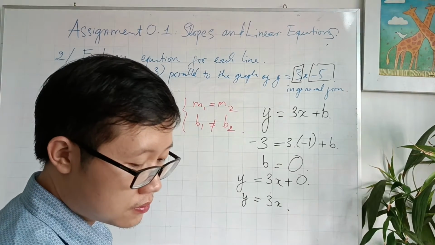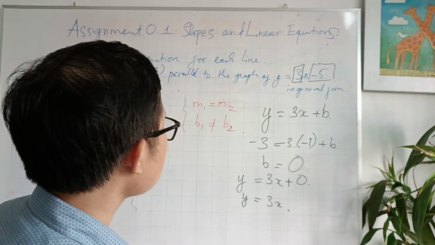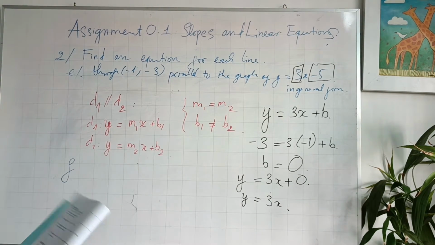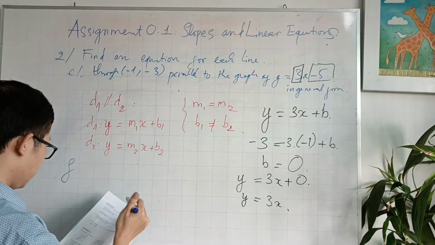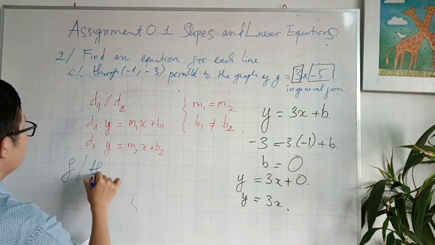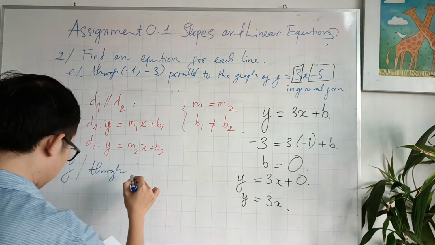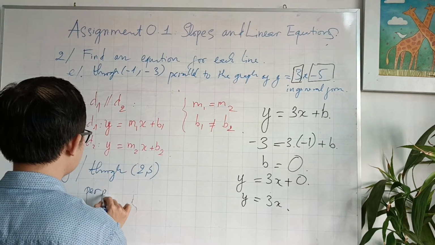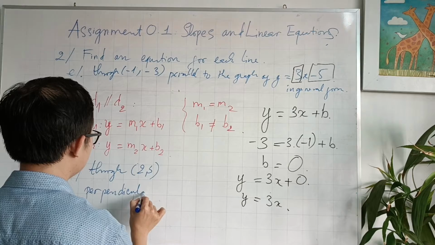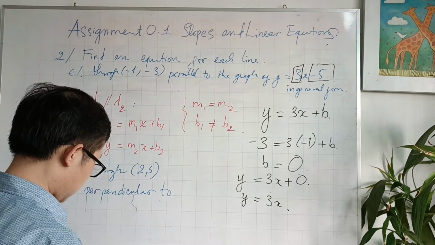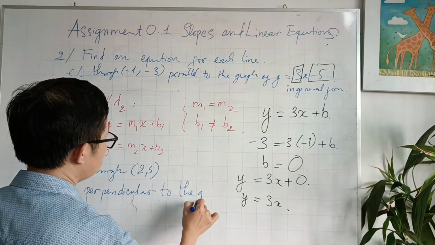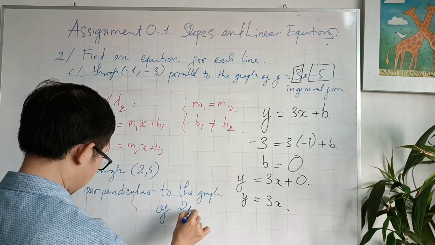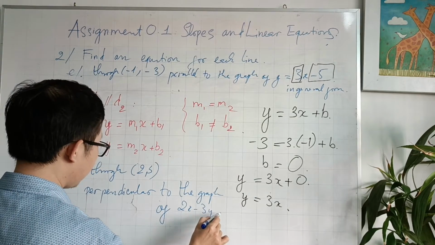Question F. Through the point 2, 3, and perpendicular to the graph of 2x minus 3y equals 7.